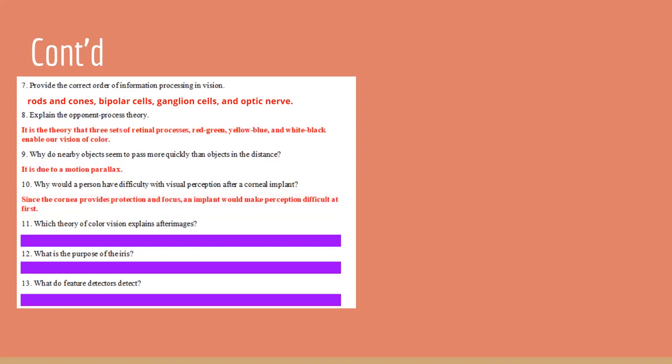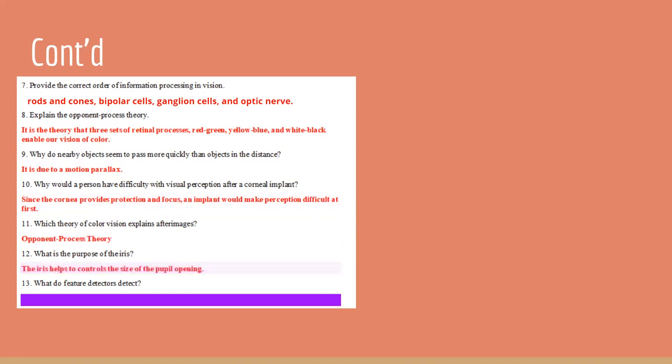Which theory explains after images? That's the opponent process theory. What's the purpose of the iris? Remember, it changes the size of the pupil opening. Do feature detectors detect angles, shapes, and environment?